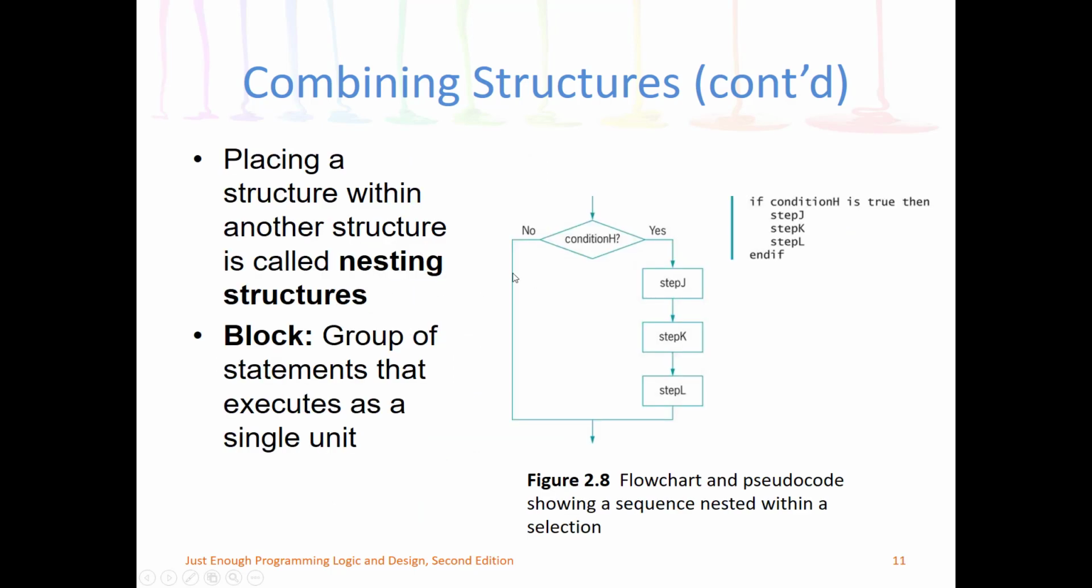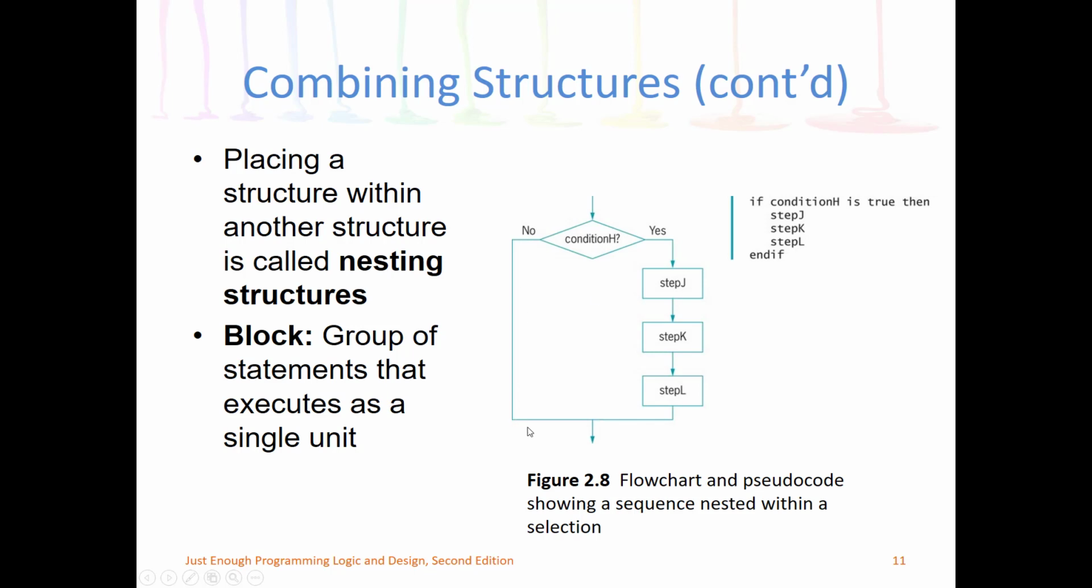So here's an example of an if structure containing sequence. And this is what we call a single alternative if. There's nothing to do on the no side. There's no processes in here. It's just on the yes side or the true side. So if condition H is true, come down here and do step J, step K, step L, and out.